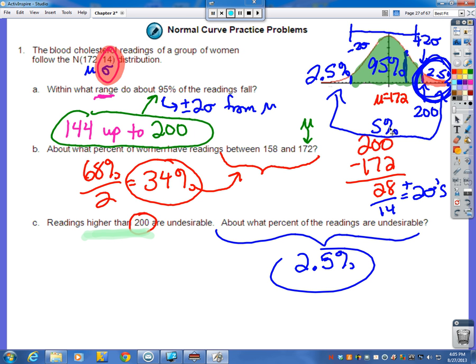So notice, I'm using the 68, 95, 99.7. You have to use those numbers, the 68, 95, and we didn't do a problem that involved the 99.7, but hopefully you get the idea after using the 68 and the 95.